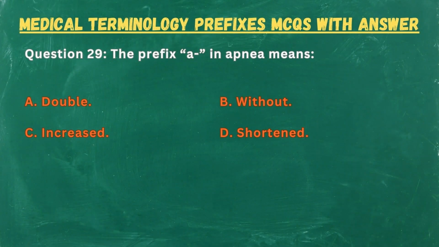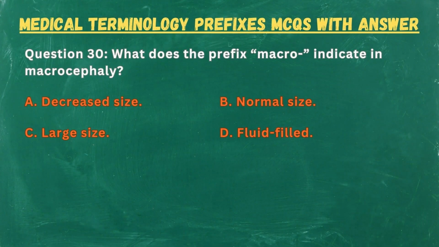Question 29. The prefix a- in apnea means: A. Double. B. Without. C. Increased. D. Shortened. Answer: B. Without. Question 30. What does the prefix macro- indicate in macrocephaly? A. Decreased size. B. Normal size. C. Large size. D. Fluid filled. Answer: C. Large size.